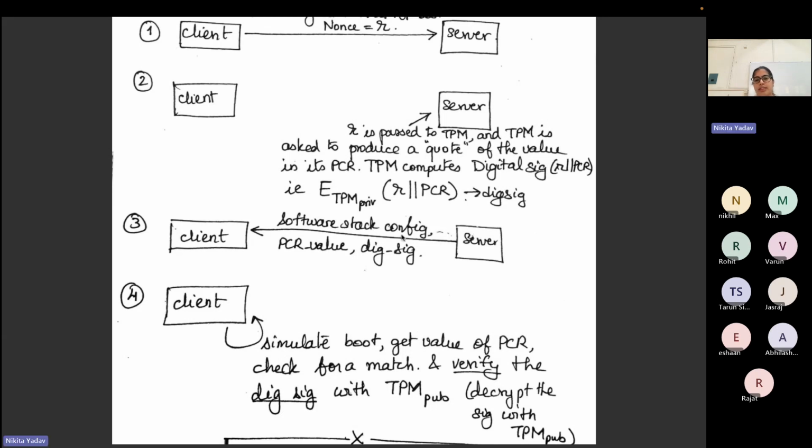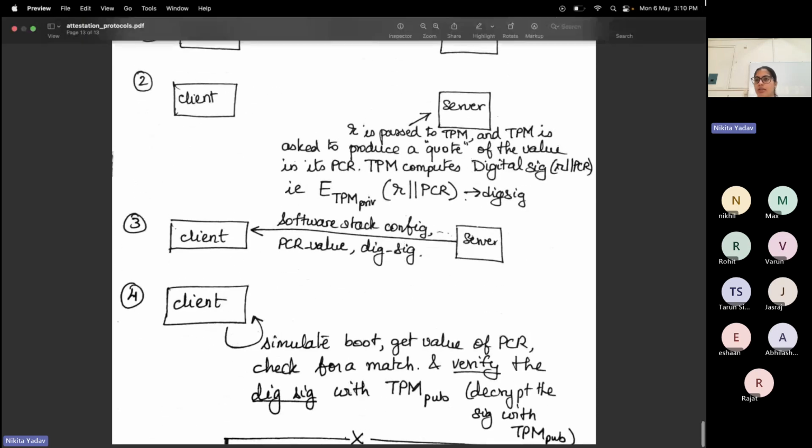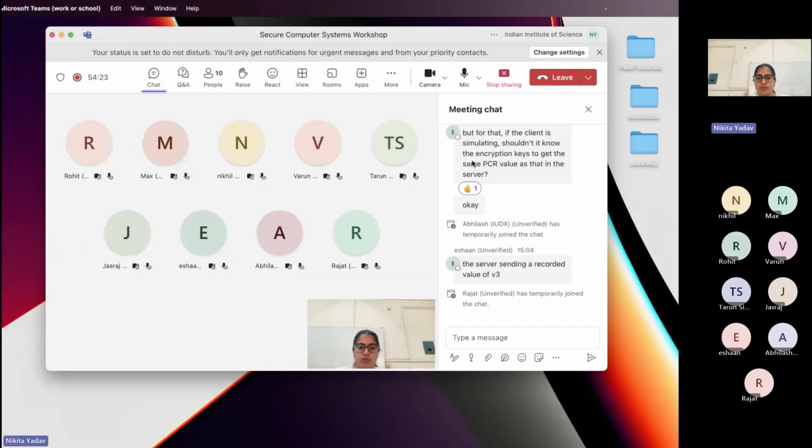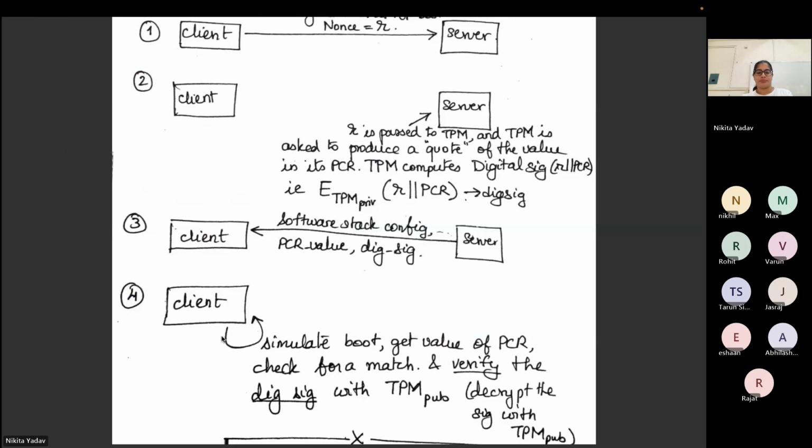So this is the attestation protocol for trusted boot. If you have any question, please let me know. Yeah, the server sending a recorded value of v would be the replay attack. That's right.